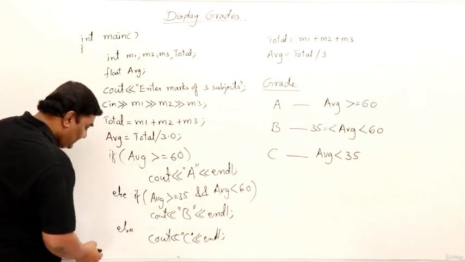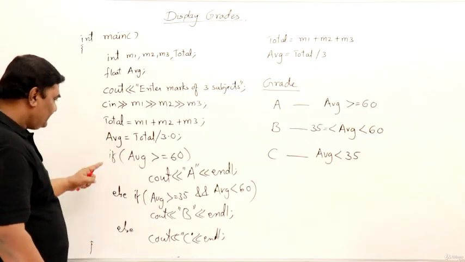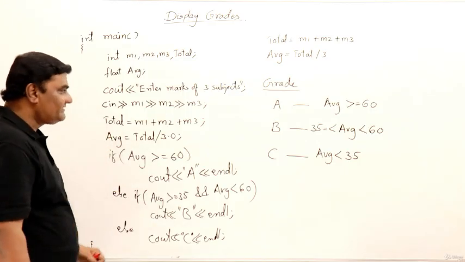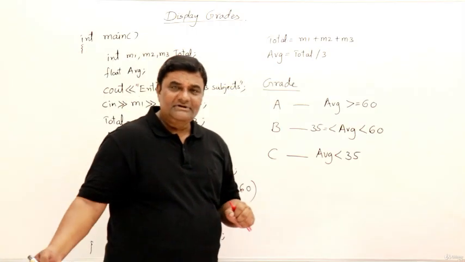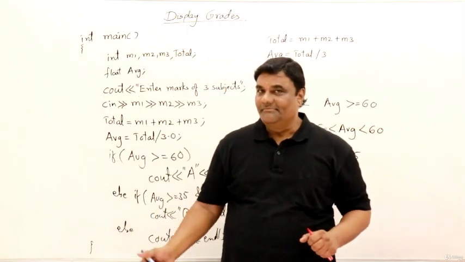So this is how we can write nested if. This is if, else if, then again else. So using nested if, we have written this program. It's a simple program, so you can write this program by yourself.